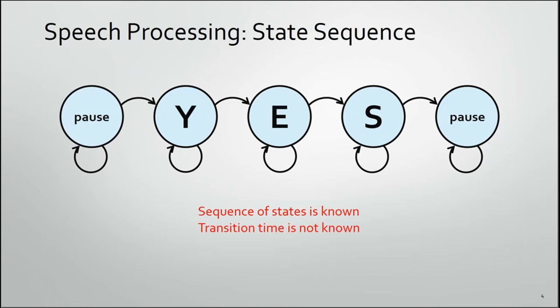What's not known is the transition time. So, how many steps does it spend in each phoneme? Y, 3 time steps in Y before it transitions to E, or 4 time steps, or 5 time steps. Likewise, how many time steps does it spend in E before it transitions over to S, and so forth. The transition times are not known. But let's assume that they are known for the subsequent analysis. And this is a temporary assumption. We'll fix it.